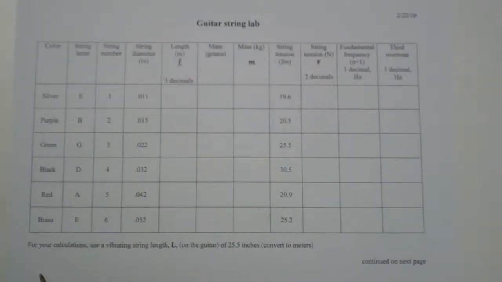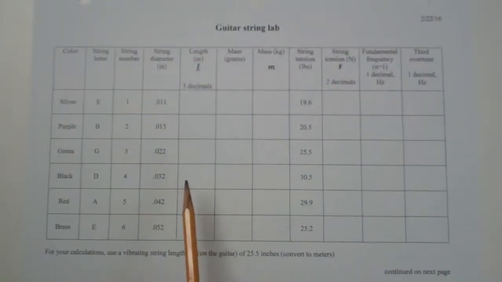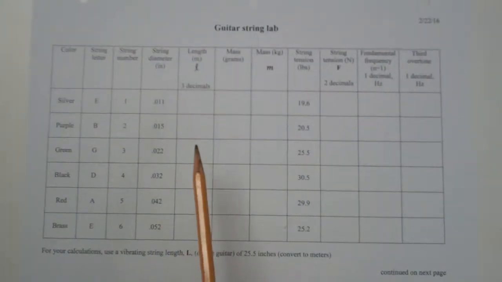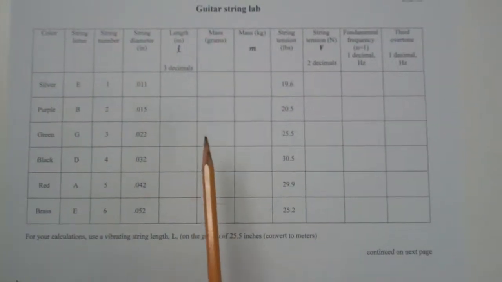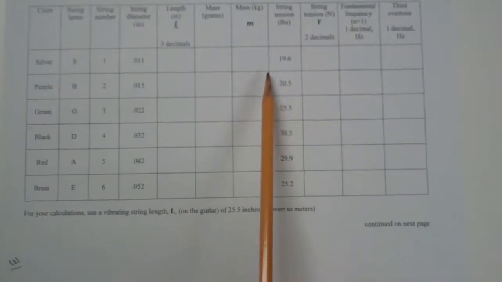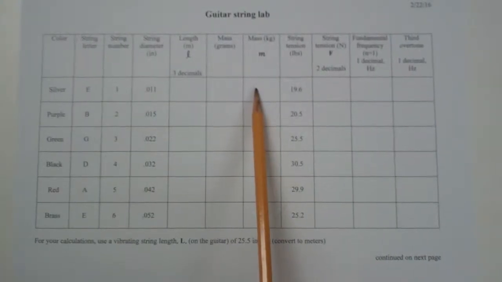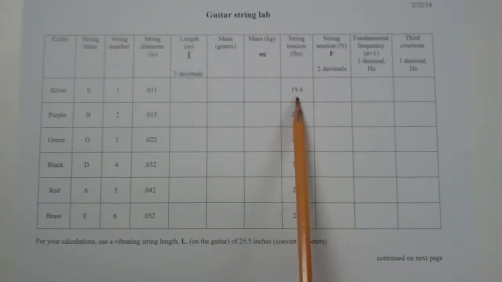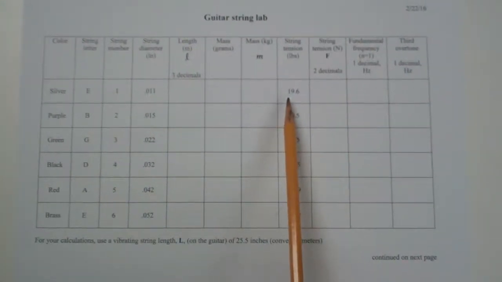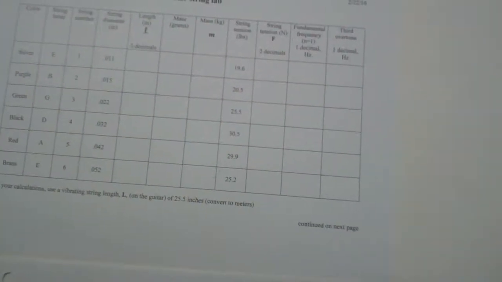All right, so you have a place to record string length that you're going to measure, and that's in meters. You can see that at the top of the column. Then you've also got string mass in grams, which you will need to convert into kilograms. You also have string tension in pounds. This is how much tension there would be on the strings when they're tuned properly. And where we got that was from the package.